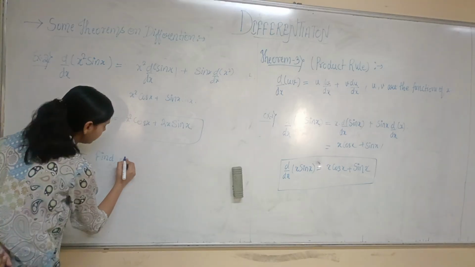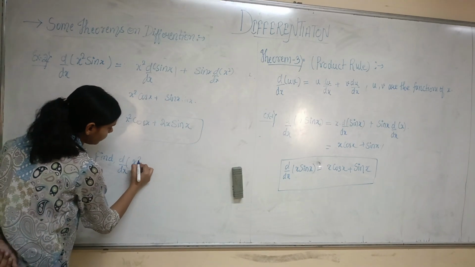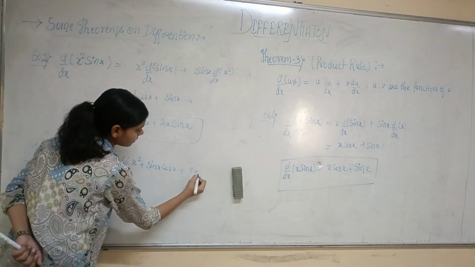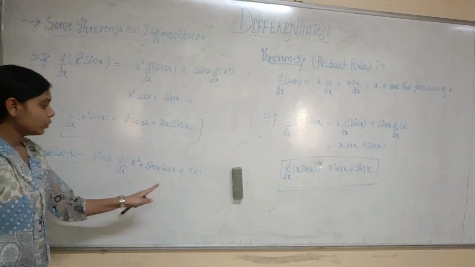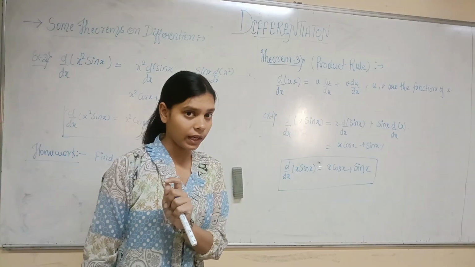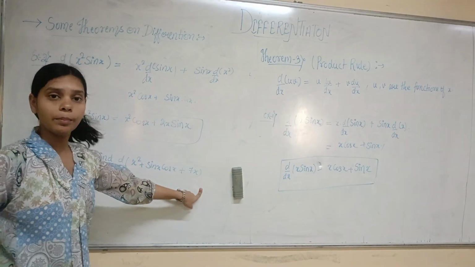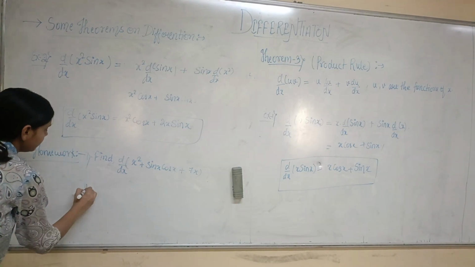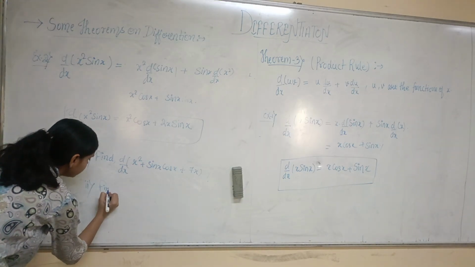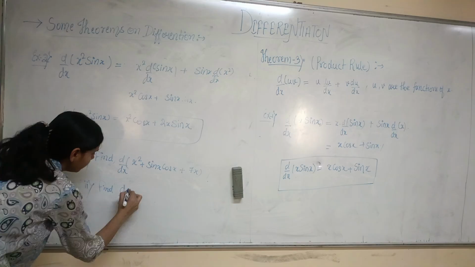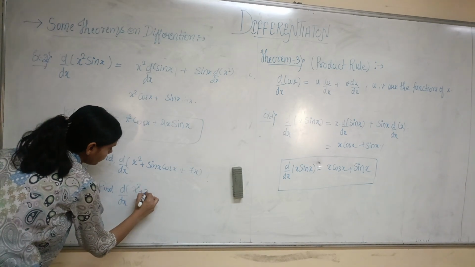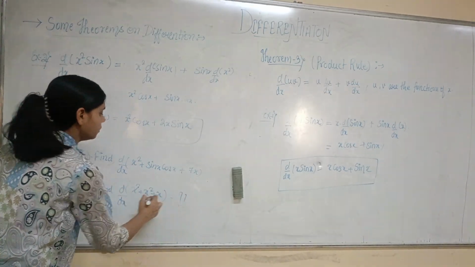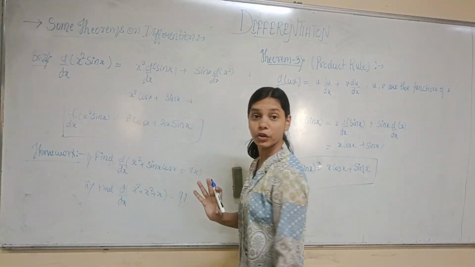Write down dy/dx of x square plus sin x cos x plus 7x. Okay, in this use chain rule and theorem number 2. Two theorems are simultaneously applying here. So find this, and the second one is to find dy/dx of the function x cube plus x square plus x. Okay, what is the value of this question? These two questions are for your homework.